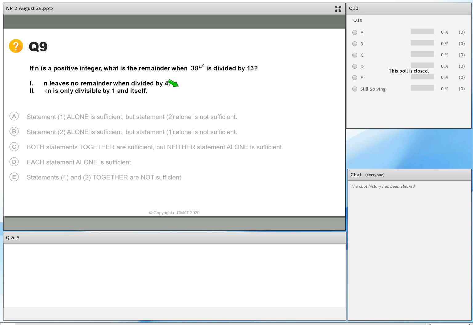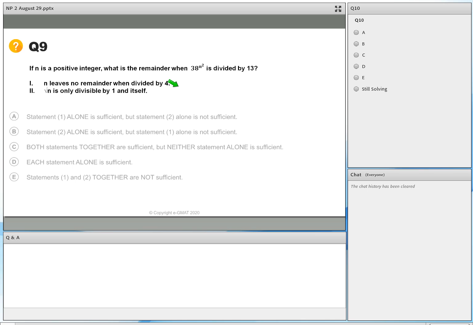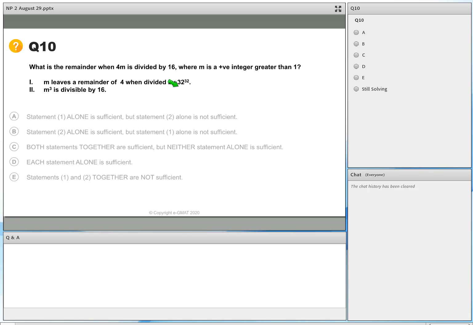Here's your next poll now for question number 10. You mark still solving, and I'll show you the question. All right, thank you for your votes. Here is number 10. Good luck, everyone.